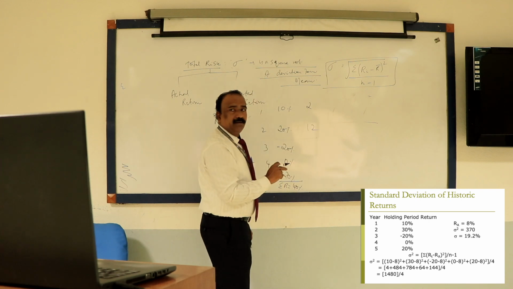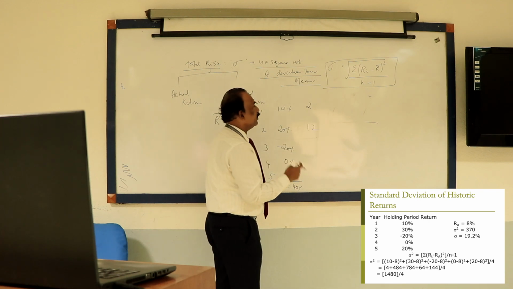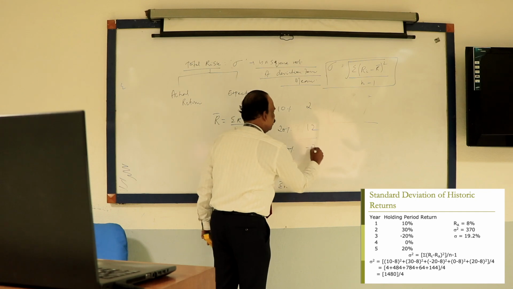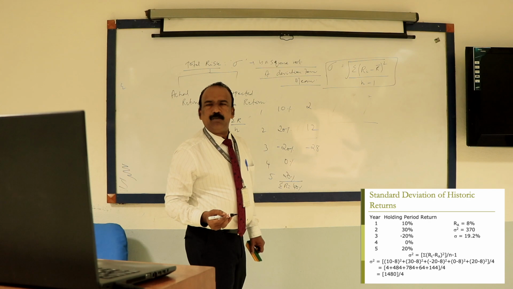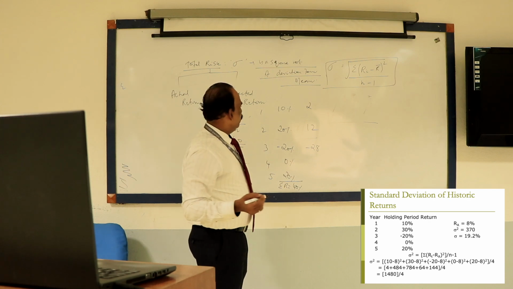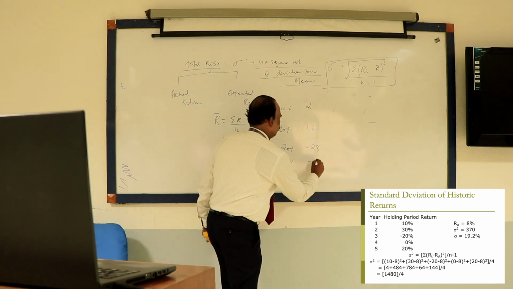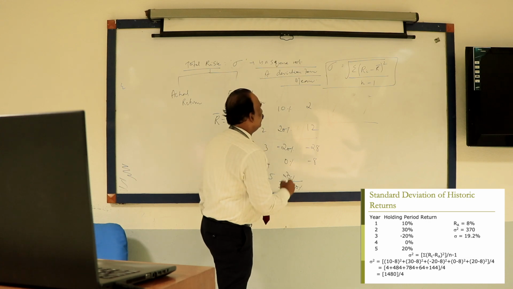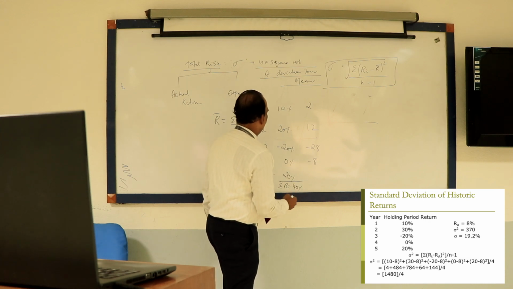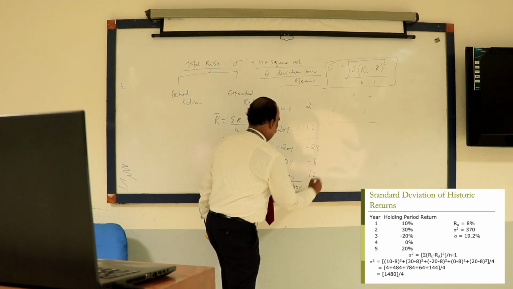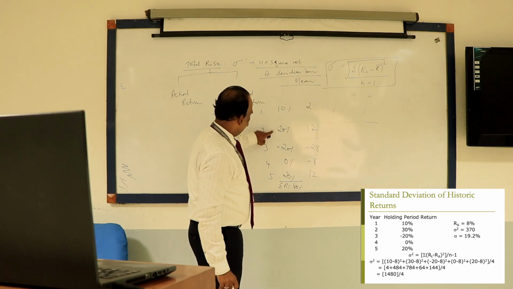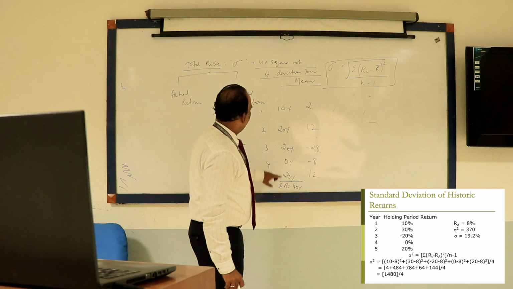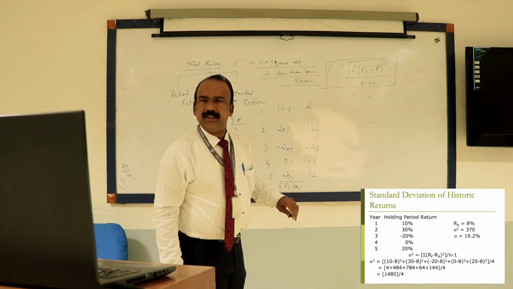Minus 20, minus 8. That is minus 28. 0 minus 8, minus 8. Then 20 minus 8, that is 12. Now, this is right. Please check. 30. Is that 40 is right? 40 is right.